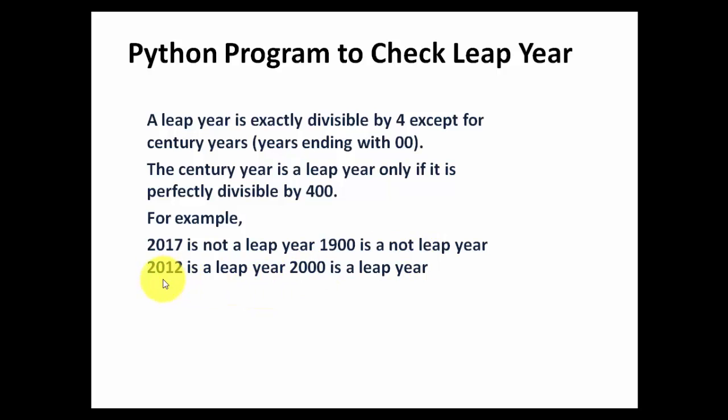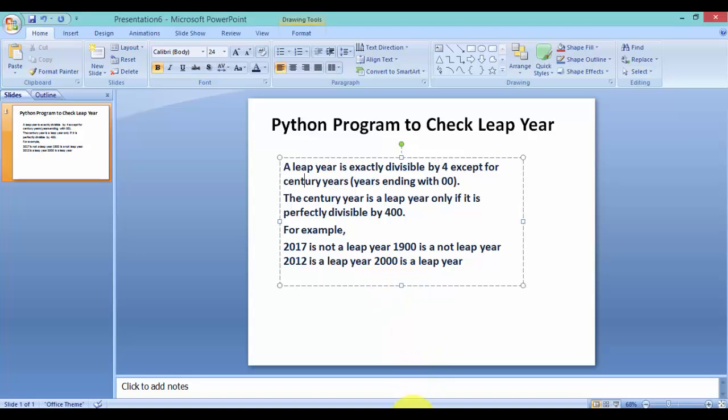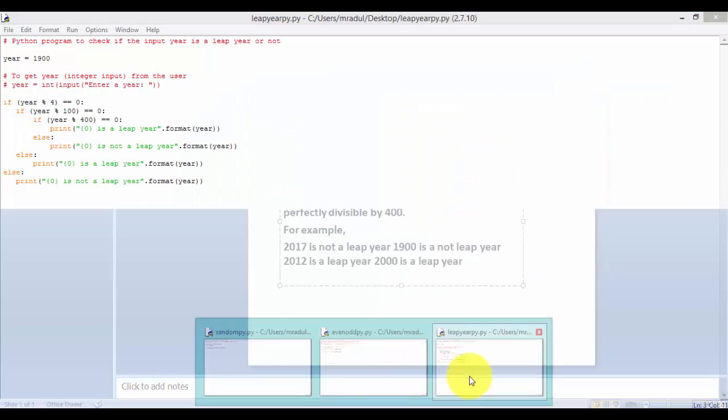Here, as you can see, 2012 is divisible by 4, hence it is a leap year. And second is 2000, it is a leap year also because it is divisible by 4 as well as by 400. So guys, let's write the code for this, and let me show how it works.